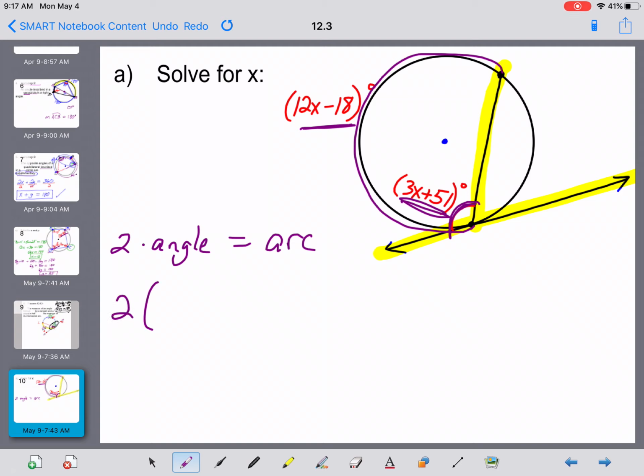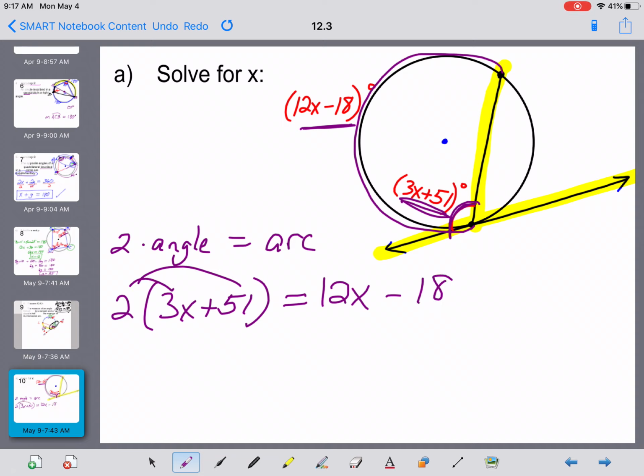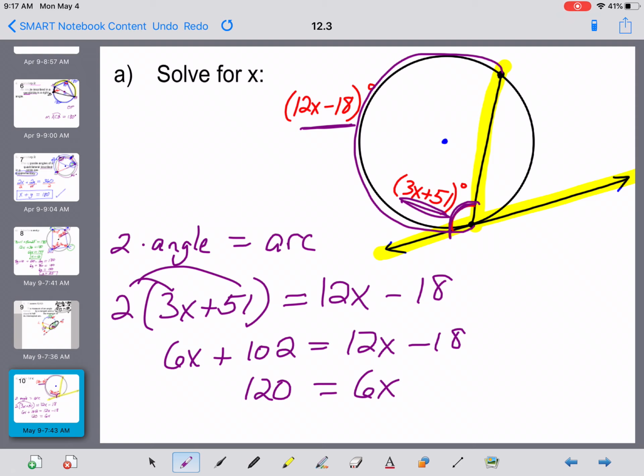So 2 times the angle, which is 3x plus 51, has to equal the measure of the arc formed, which is 12x minus 18. Again, most of you guys would distribute the 2 here. We get 6x plus 102 is equal to 12x minus 18. We're going to subtract the 6x from both sides and get 6x here on the right. We're going to add that 18 to both sides to get 120 over here on the left. Divide by the 6, and we're going to get x is equal to 20.